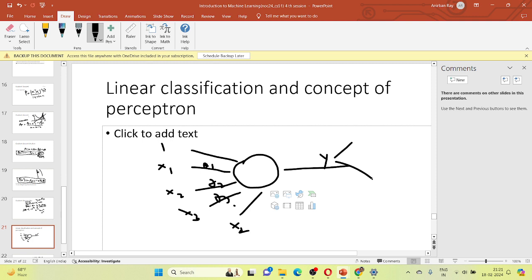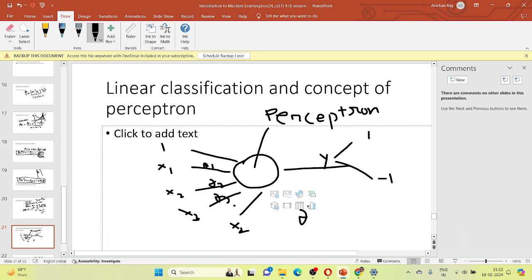The output is 0 or 1, or in this case it is easier to understand the concepts I'm going to teach if the y values are 1 and minus 1. This is called a perceptron. Theta i's are the weights, and a bias term is also there, theta 0.